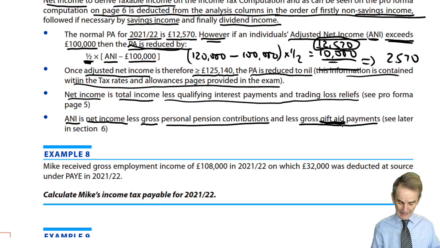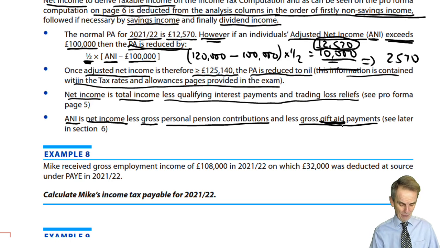But if you were told, again, that you had gross personal pension contributions of 5,000 and gross gift aid payments of 1,000, 5 plus 1 is 6, £6,000. Take it off your net income and that will give you your adjusted net income. Take 100,000 from that adjusted net income, only an exercise to perform if the adjusted net income exceeds 100,000, of course. And as long as that adjusted net income doesn't exceed £125,140, then of course you will have a restricted personal allowance. Should it be more than 125,140, you'll have no personal allowance.